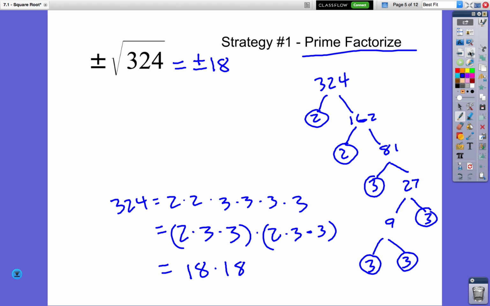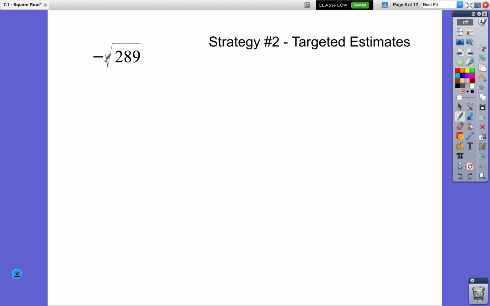Now, what about another strategy? How about this problem? The negative square root of 289. Let's try a different strategy using targeted estimation. By targeted estimation, I mean let's not just take a guess, let's actually think about it a little bit.